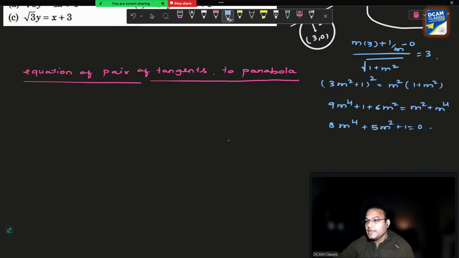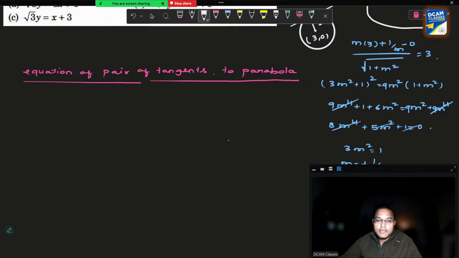I have missed the 3 here. And then again, if you are squaring, you'll get 9. But you'll still get m is equal to 1 by root 3. Let's check. So m power 4 is getting cancelled. So here you will be getting 3m square is equal to 1. So m is equal to plus or minus 1 by root 3 you'll be getting.